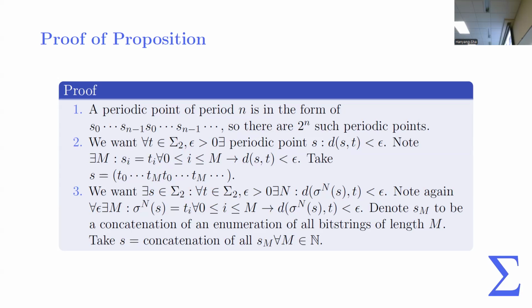The form of a periodic point is that the shift map applied n times, sigma to the n of s, will be equal to s. So what does that mean? After you apply sigma once, you're left with s1 to s_{n-1}, s0 to s_{n-1}, etc. Then if you apply it n times, this prefix gets deleted, so you're back to where you started. So there are 2^n periodic points.